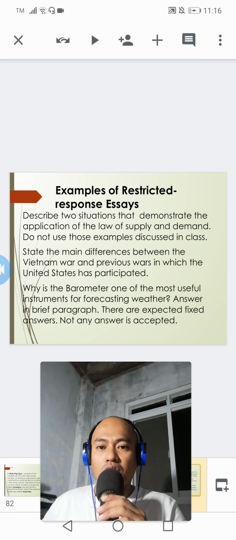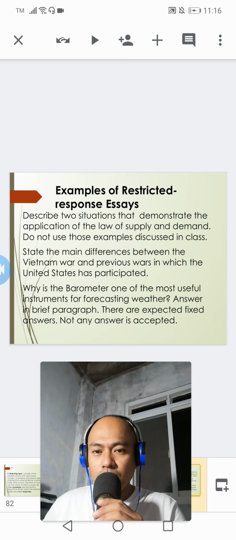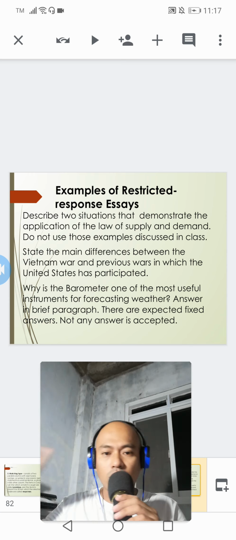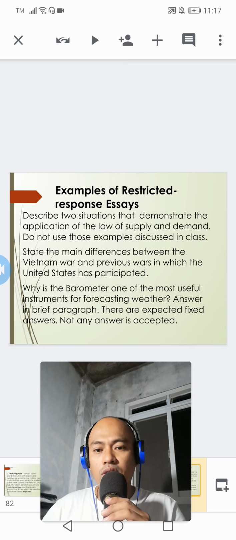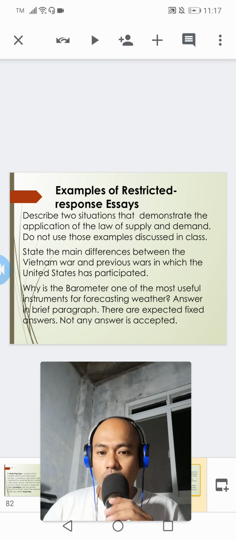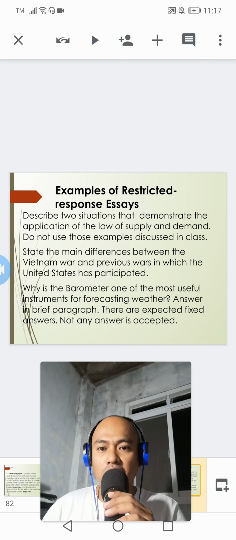For the second situation, state the main difference between the Vietnam War and the previous wars in which the United States has participated. However, we will only consider the participation of the United States. And we know the world participated in different wars, global wars. However, in this particular situation, we only concentrate on the participation of the United States.